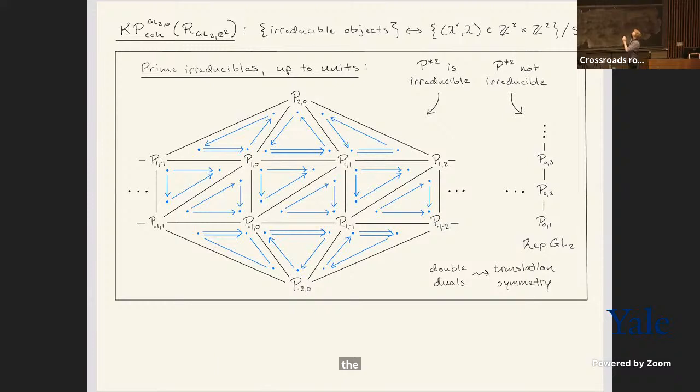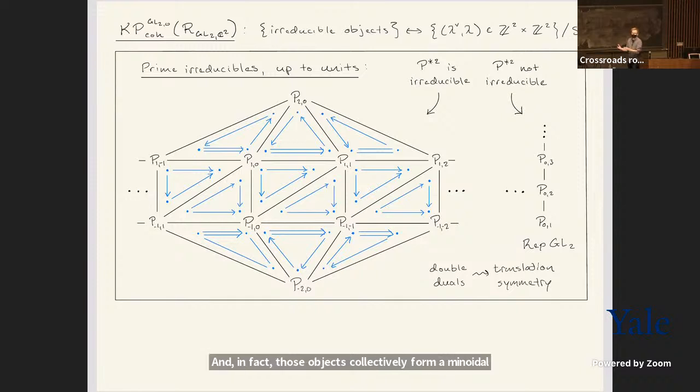So those simple objects all turn out to be of the form where their co-weight label is 0. So they're just labeled by a weight of the group GL2. And in fact, those objects collectively form a monoidal subcategory, which is equivalent to just the category of finite dimensional representations of GL2. So we have this big, complicated monoidal category, but sitting inside of it I have this little piece that just looks like the category of representations of GL2.